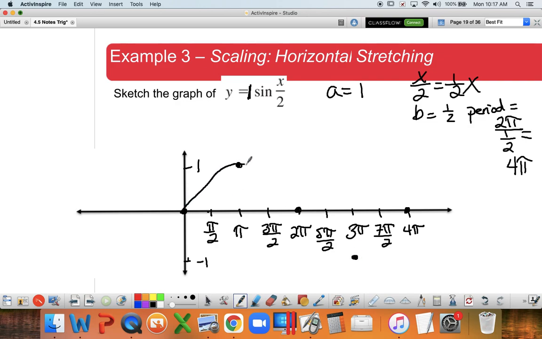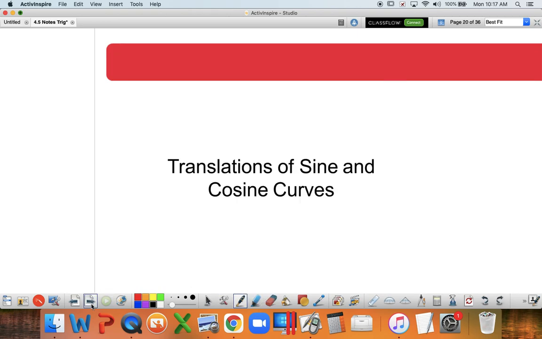So here's how I've stretched out my sine curve. Because it's now taken 4 pi, we call this a horizontal stretch. We're stretching out the sine curve. It now takes a full 4 pi to get there. All right, if you're with me right now, that's a great indicator that you've got this.